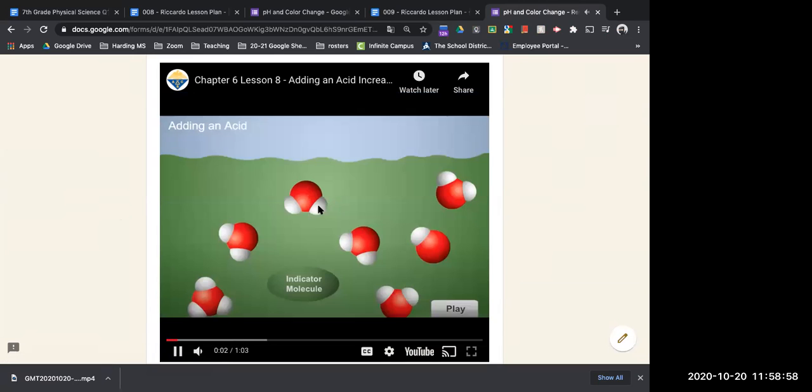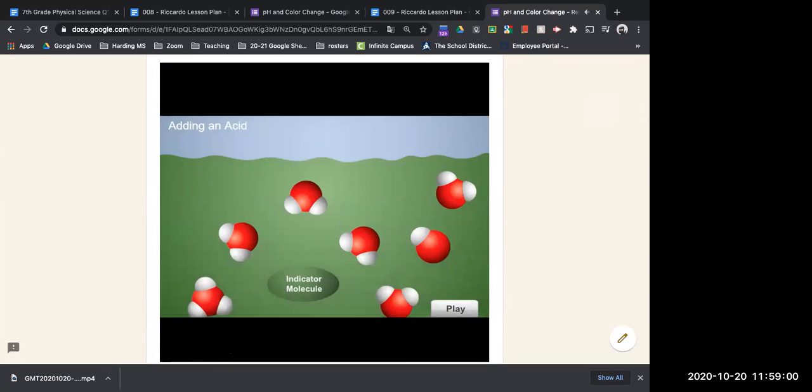Let's watch it. This animation will explain why adding an acid increases the concentration of H3O plus and causes a color change. The green area represents the universal indicator solution, and at the bottom we have one indicator molecule in an oval. It is surrounded by many water molecules. When an acid is added to the indicator solution, the acid donates protons to the water molecules. This increases the concentration of H3O plus ions in the solution.